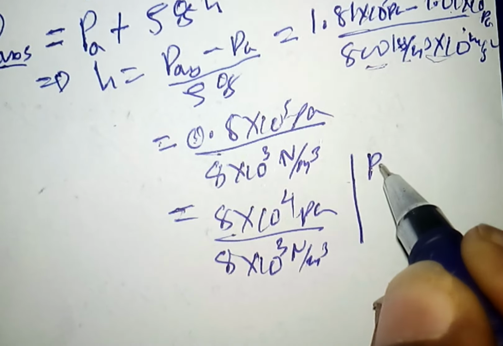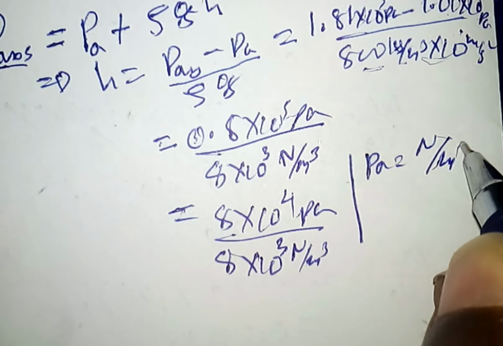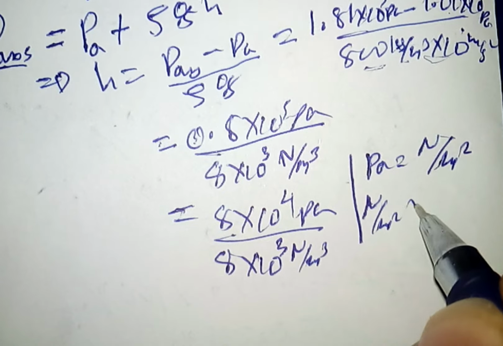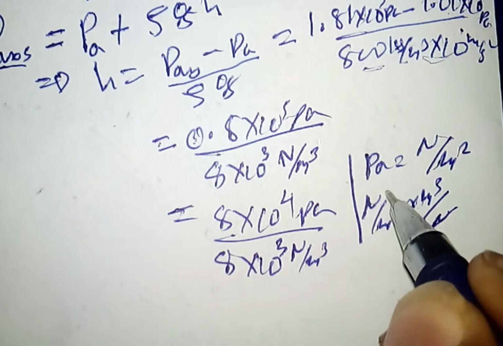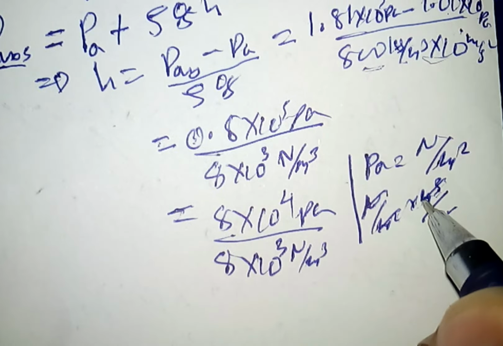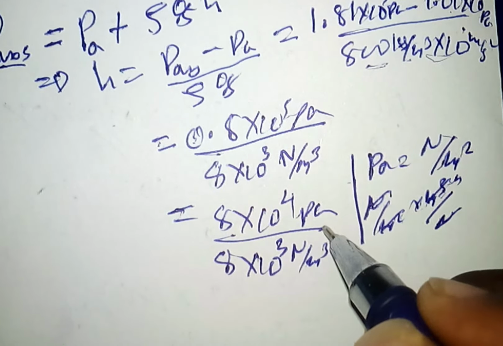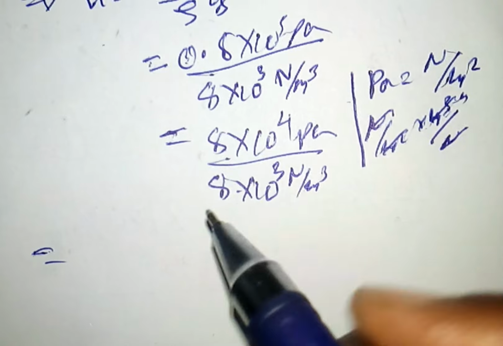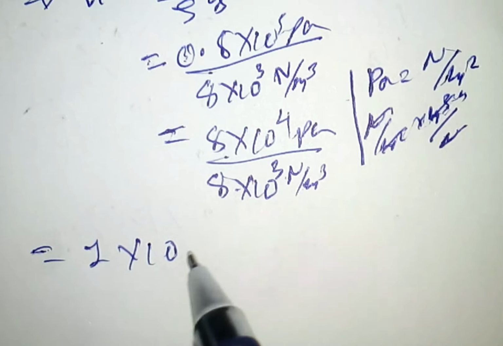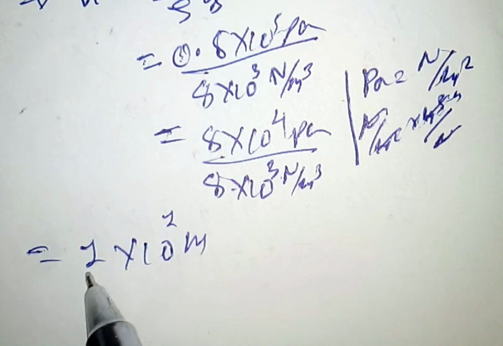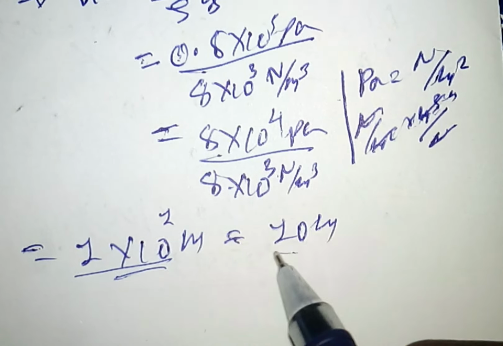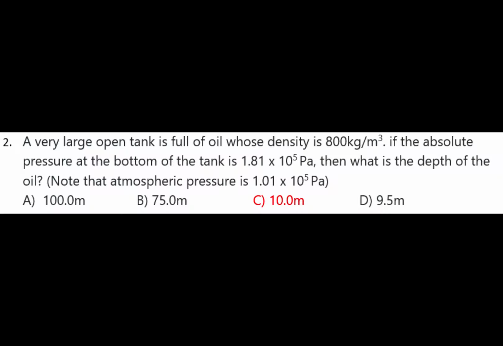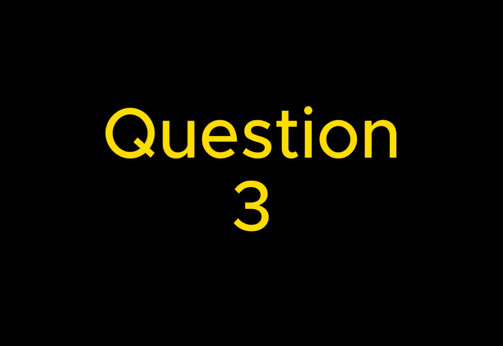But we know that Pascal is equal to Newton per meter square. If I replace Pascal with Newton per meter square, this means Newton per meter square times meter cube per Newton. So Newton cancels with Newton and meter square cancels with meter square and only 1 meter is left. So h is measured in meter. So if I divide these numbers, 8 divided by 8 is 1 times 10 raised to 4 minus 3, which is directly 1 times 10, so h is equal to 10 meters. So the depth of the oil is 10 meters and the correct answer is alternative C.